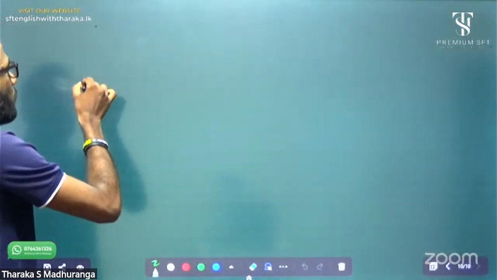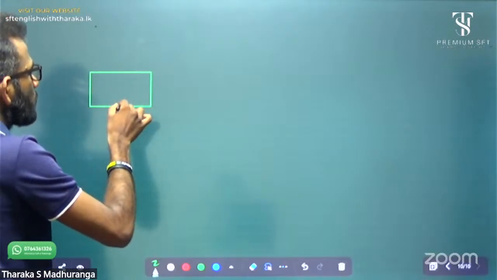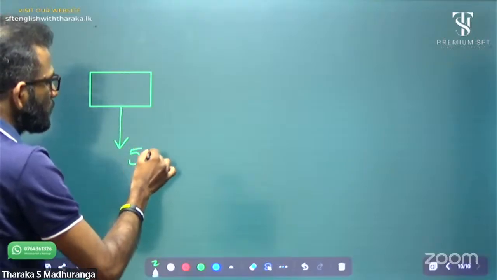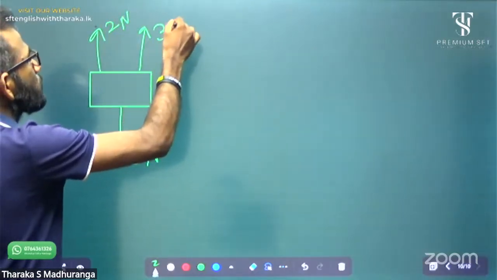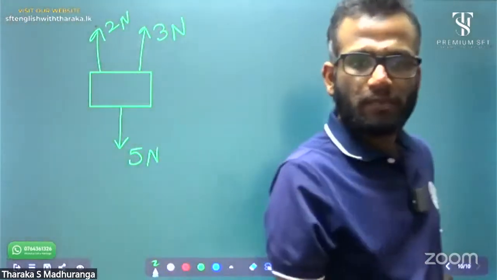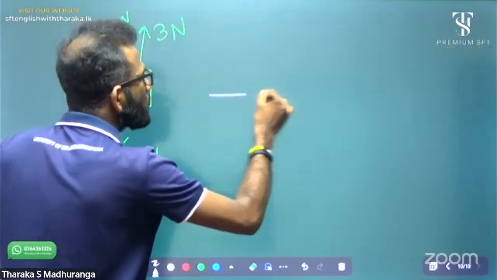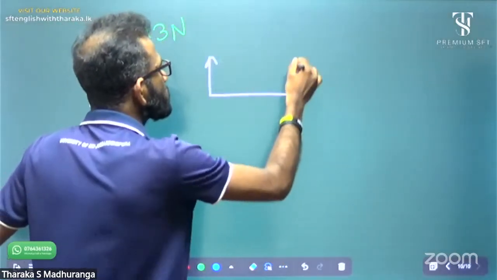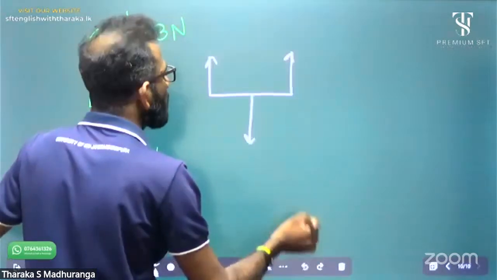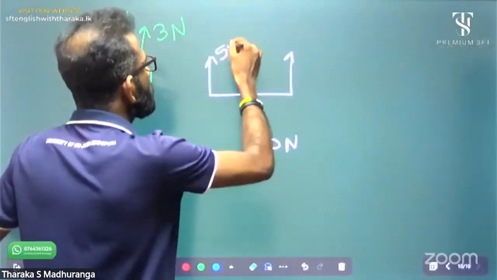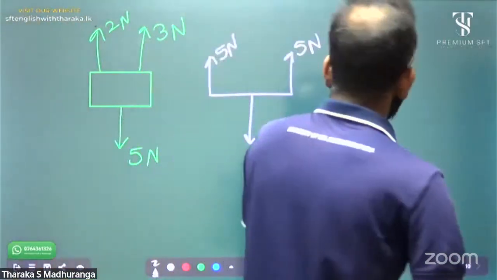See, now three forces, this is an object. 5 Newton, 2 Newton, and 3 Newton. Now it's already equilibrium, right? No need to meet at one point. It's not compulsory. See? Ten Newton, 5 Newton, 5 Newton. It's equilibrium.